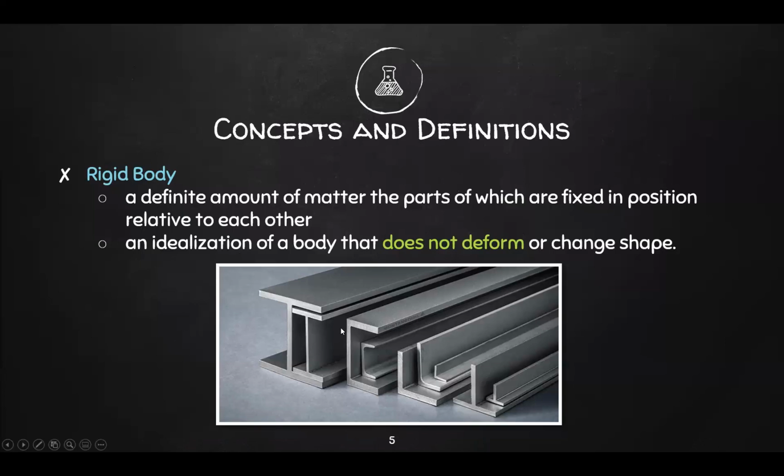For example, we have your steel columns. These steel columns may be considered rigid, even though they experience deformation, because the deformation is very little compared to the actual body. Okay? But for the purpose of our discussion, we consider most bodies as rigid, even though in actual it's different.